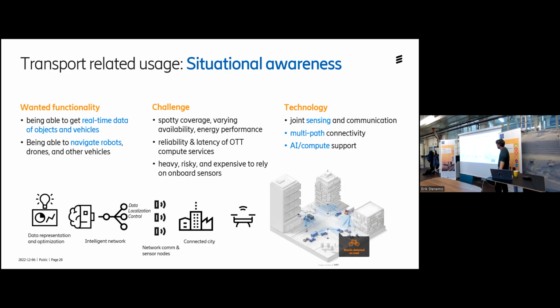And there are several challenges here as well. So today's networks, they have kind of spotty coverage. You cannot be sure that you have a connection in every spot in the city where you would need it. The availability of networks is varying. So you cannot be sure that when you move around that you have contiguous coverage. Maybe you lose connection at some point. And the energy performance is not good enough, simply, on networks. And the reliability and the latency of over-the-top compute services is probably not sufficient.